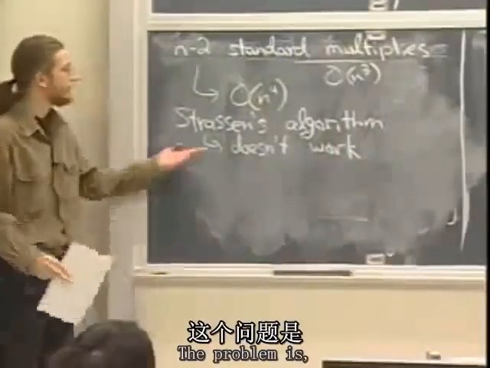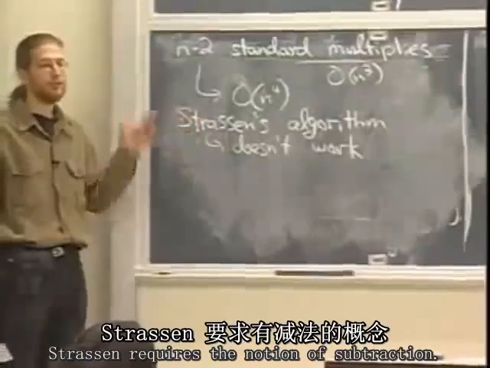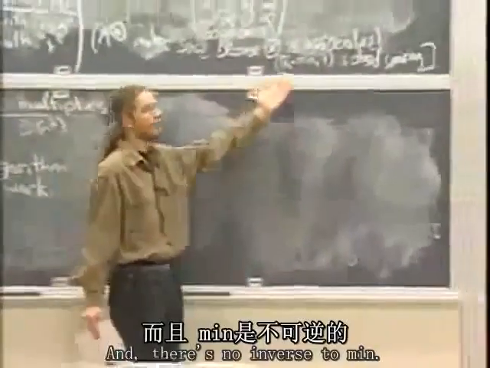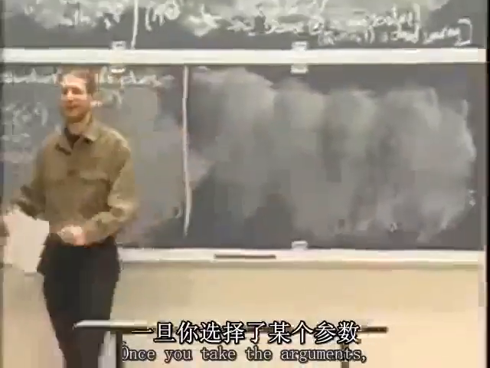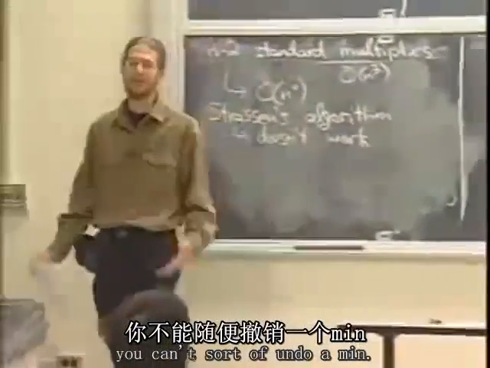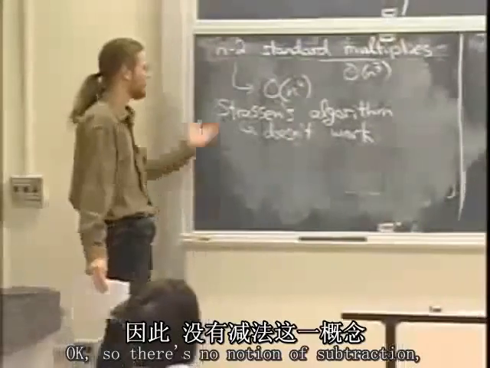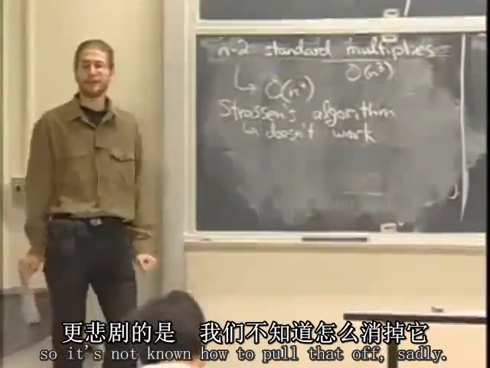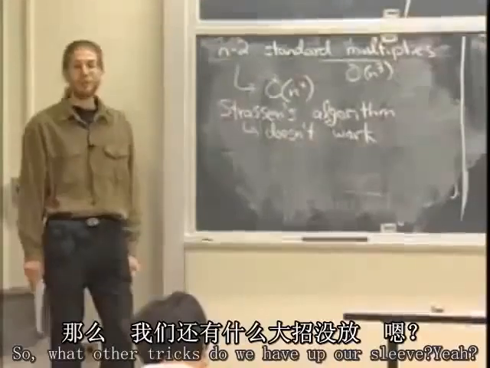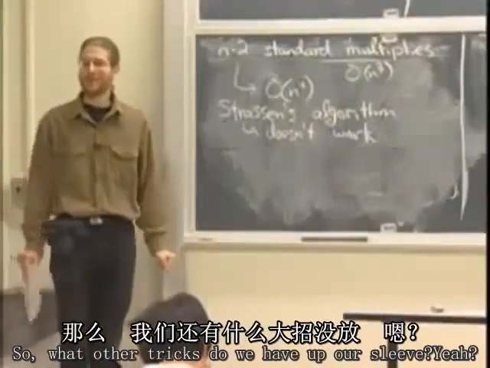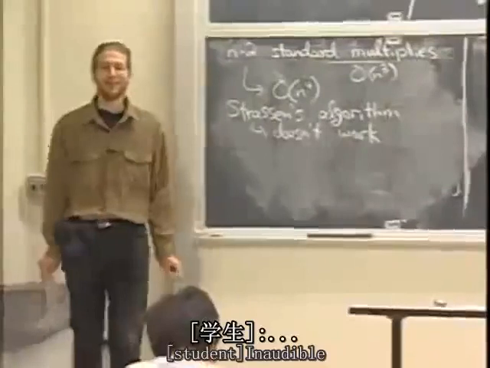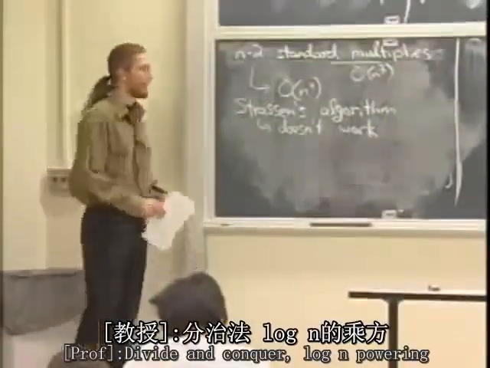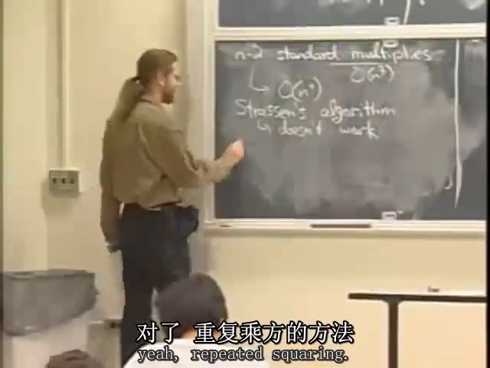The problem is Strassen requires the notion of subtraction. And here, addition is min. And there's no inverse to min. Once you take the min of the arguments, you can't undo a min. So there's no notion of subtraction, so it's not known how to pull that off, sadly. So what other tricks do we have up our sleeve? We have that divide and conquer log n powering. Yeah, repeated squaring. That works.